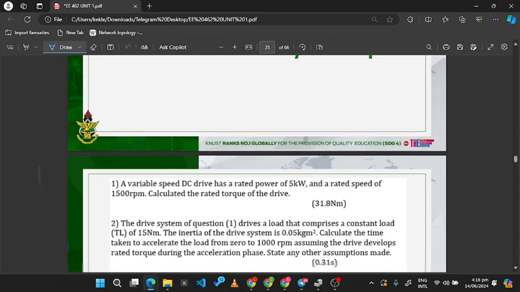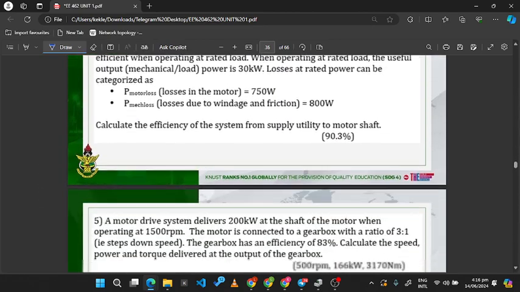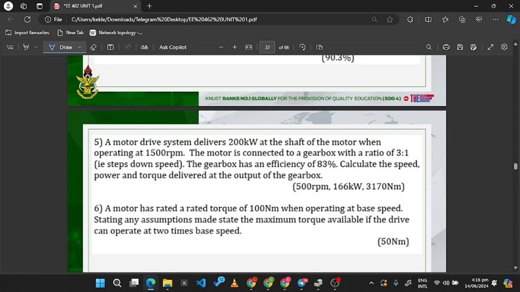Then the next question: a motor drive system delivers 200 kilowatts at the shaft of the motor when operating at 1,000. The motor is connected to a gearbox of efficiency 0.8. Calculate the power and torque delivered at the output of the gearbox.